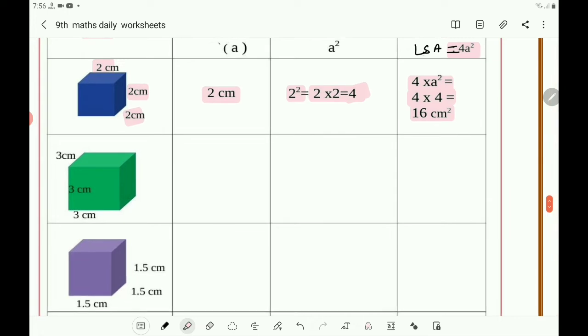The next one, here the edge is 3 centimeter. Here you write 3 and write 3 square. 3 square equals 3 into 3 equals 9. And 4 into a square means 4 into 9, you will get 36 cm square.